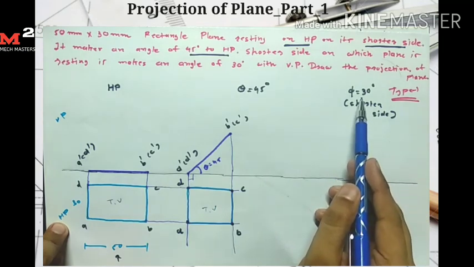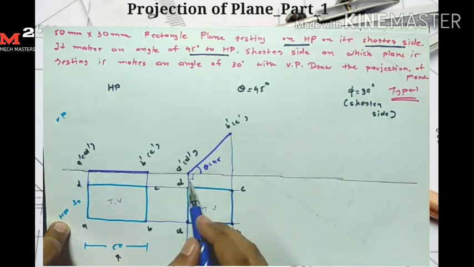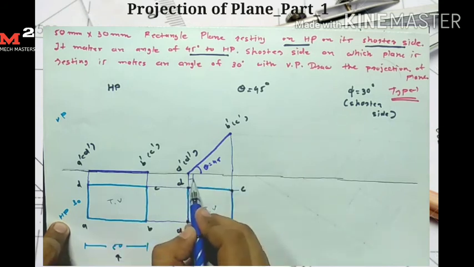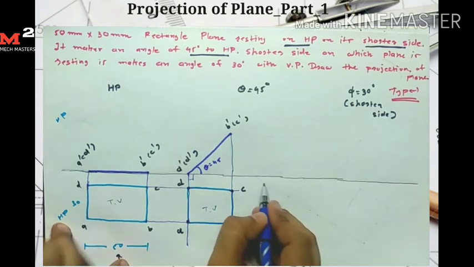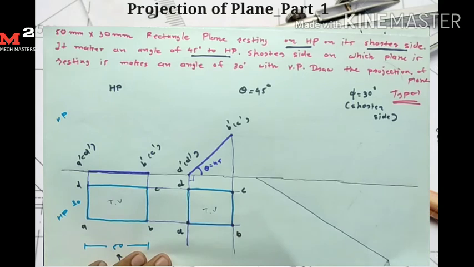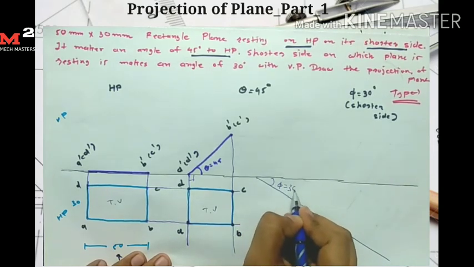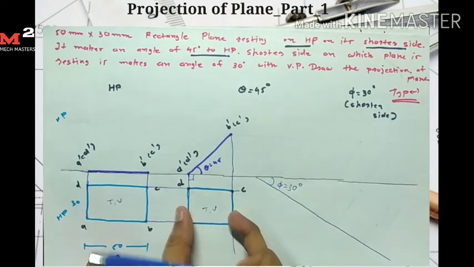It makes an angle with the vertical plane, so we represent this angle on the horizontal plane. Here I simply draw this rectangle at an angle of 30 degrees. Here this rectangle is at 90 degrees; I simply draw the same rectangle at 30 degrees. For that, first I draw one line at an angle of 30 degrees here. This line is at 30 degrees, which is given in the question. Now I draw the same rectangle here.